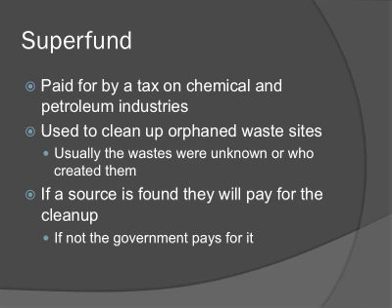All of this cleanup that we keep talking about, well, somebody has to pay for it, right? The Superfund is kind of like a general fund that the government has that is paid for by a tax on chemical and petroleum industries. So basically, they are taxed into this fund. And then whenever there is a waste issue or a cleanup issue, they pull the money out of this fund. This is used to clean up orphaned waste sites. Usually the wastes were unknown, what they contain or who made them or what in the world they are. So we use this fund to try to figure out what it is and dispose of it properly. If a source is found, so if we figure out who produced or released the waste, then the government will make them pay for the cleanup.